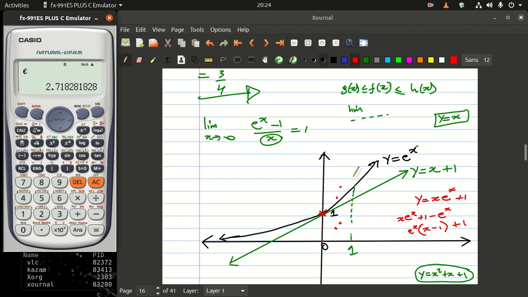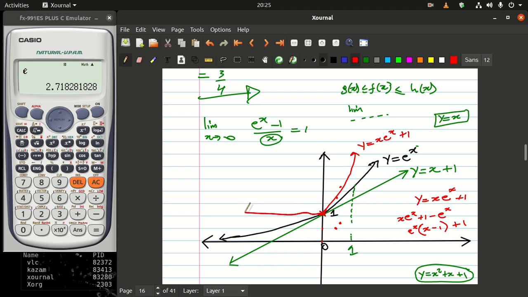So I'm going up. Whatever this function is going to be here is going to be increasing faster and faster compared to this. This is y is equal to x times e to the power x plus a 1. And then this side here, of course, is going to go like this, but it's always going to be above that. So that's what this function is going to be.